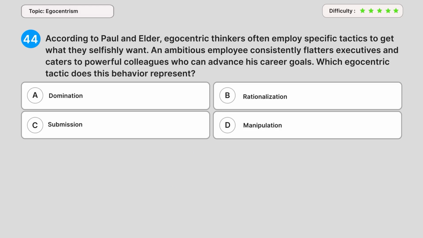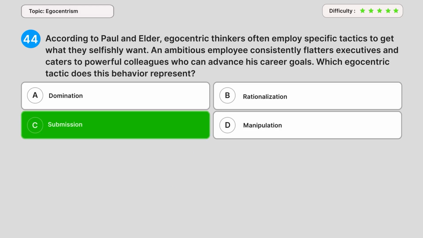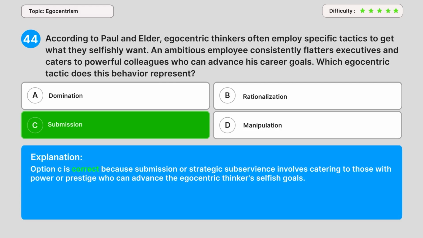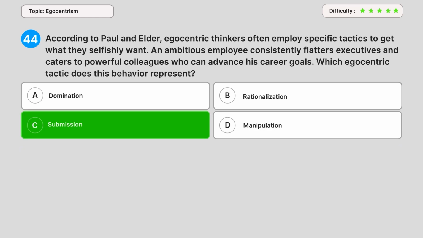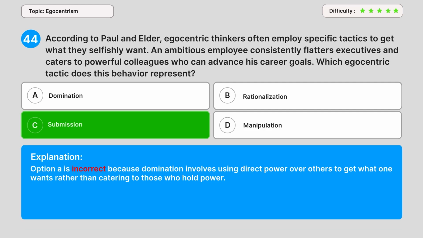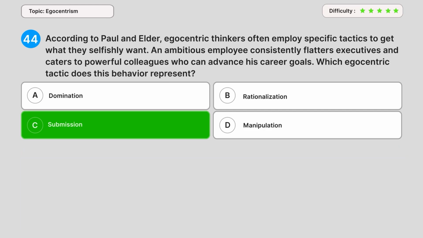Correct answer, C. Submission. Explanation. Option C is correct because submission or strategic subservience involves catering to those with power or prestige who can advance the egocentric thinker's selfish goals. Option A is incorrect because domination involves using direct power over others to get what one wants rather than catering to those who hold power.